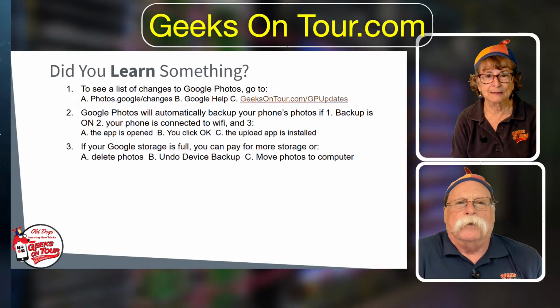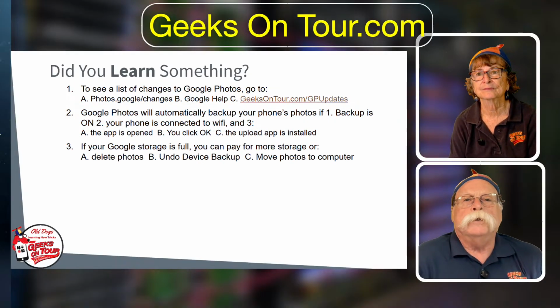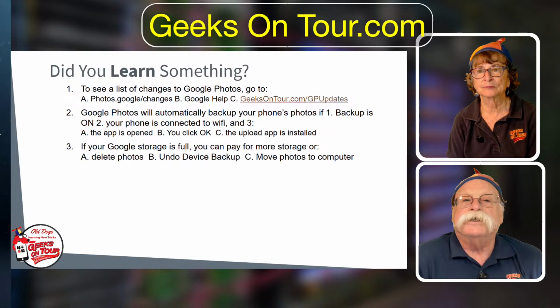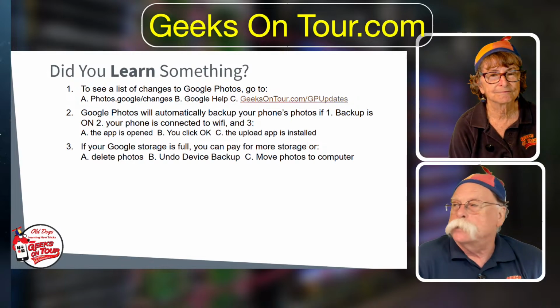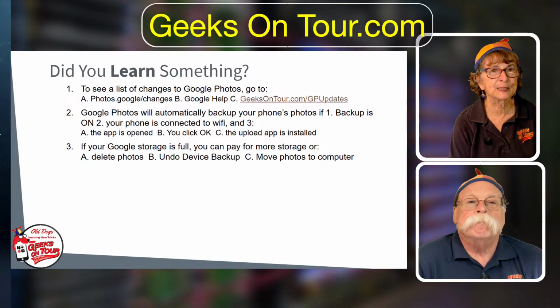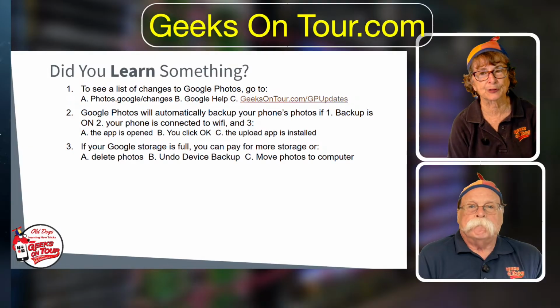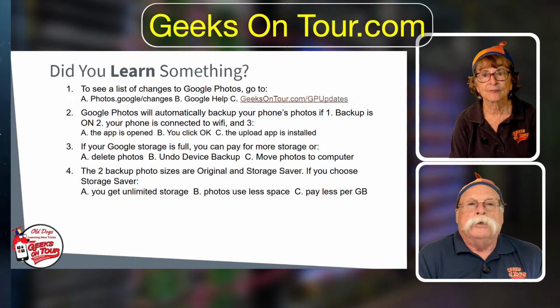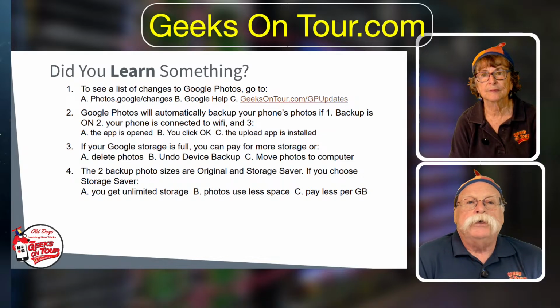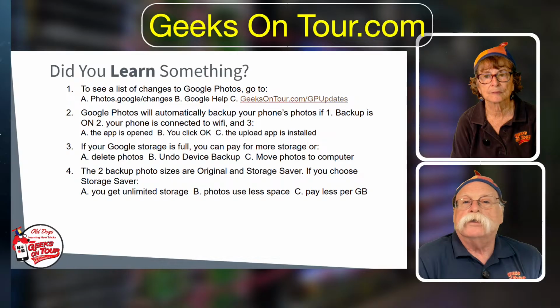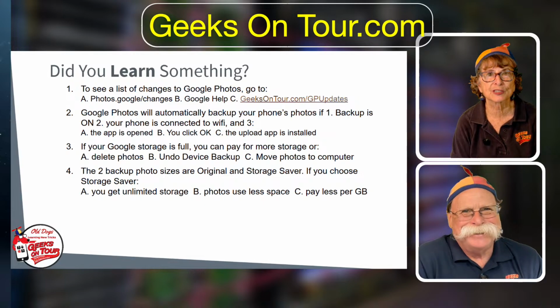Okay. If your Google storage is full, you can pay for more storage, or A, delete photos, B, undo device backup, or C, move photos to the computer. B, undo device backup. Delete photos, you're going to get into a mess. Undo device backup is the way to do that. Great. The 2 backup photo sizes are original and storage saver. If you choose storage saver, A, you get unlimited storage, B, photos use less space, or C, you pay less per gigabyte. B, photos use less space.